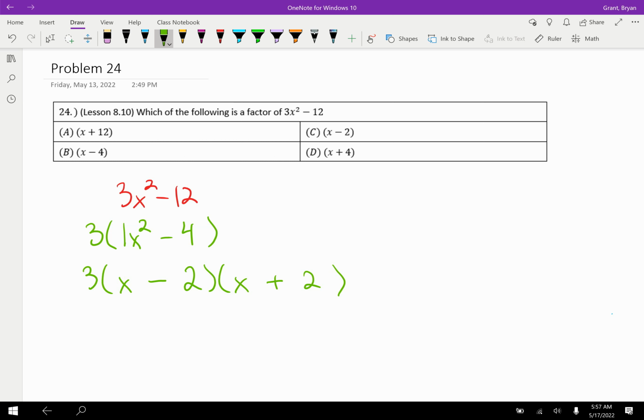They ask which of these is a factor. Well, there are three factors: 3, x minus 2, and x plus 2. I think the only one that appears up here is x minus 2.